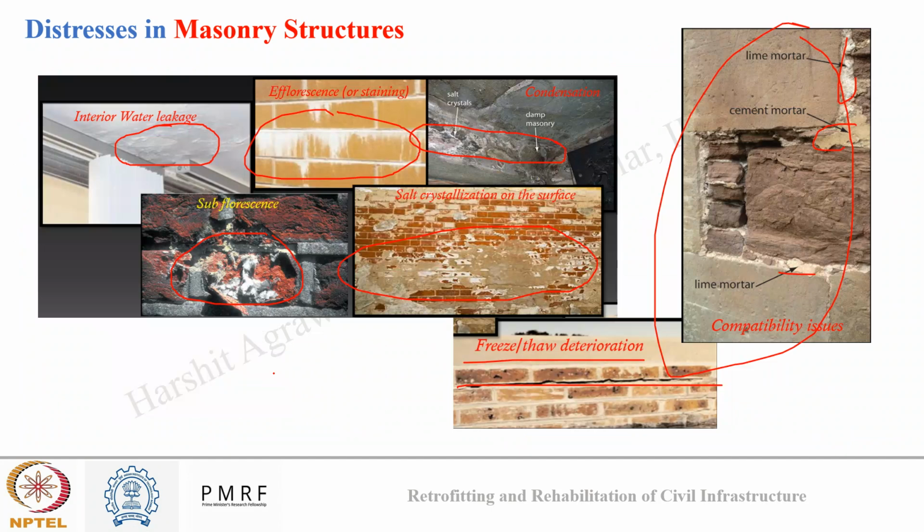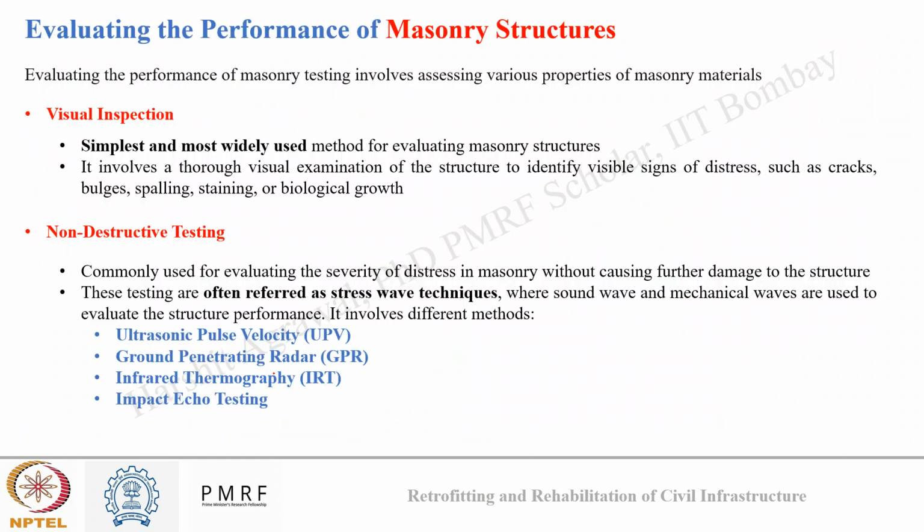Now, once we know the reason behind the distress, for making the appropriate choice of repair, we need to know the intensity of degradation also. And this can be done by evaluating the performance of the masonry structure. The evaluation can be done in three ways: through visual inspection, using non-destructive testing, or using destructive testing. Let's see each of them one by one.